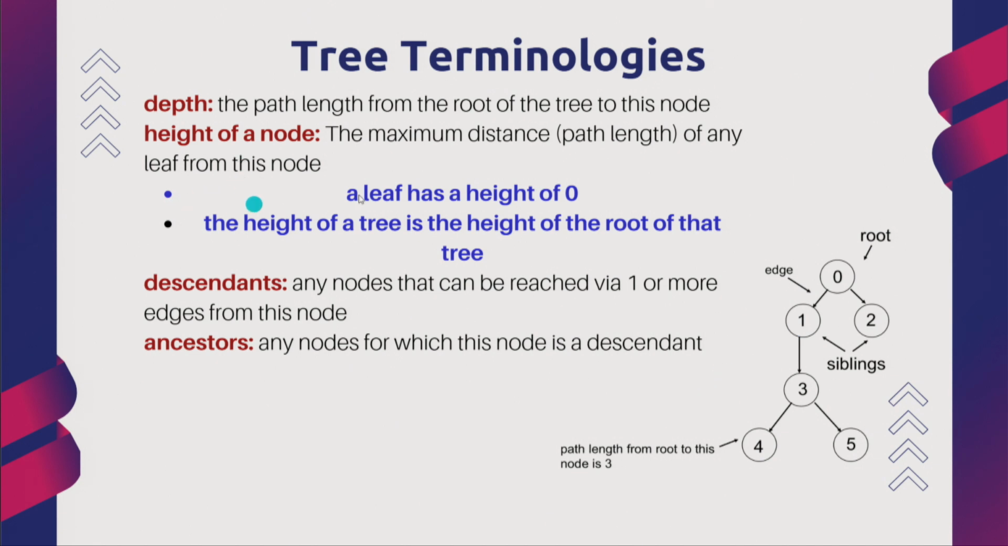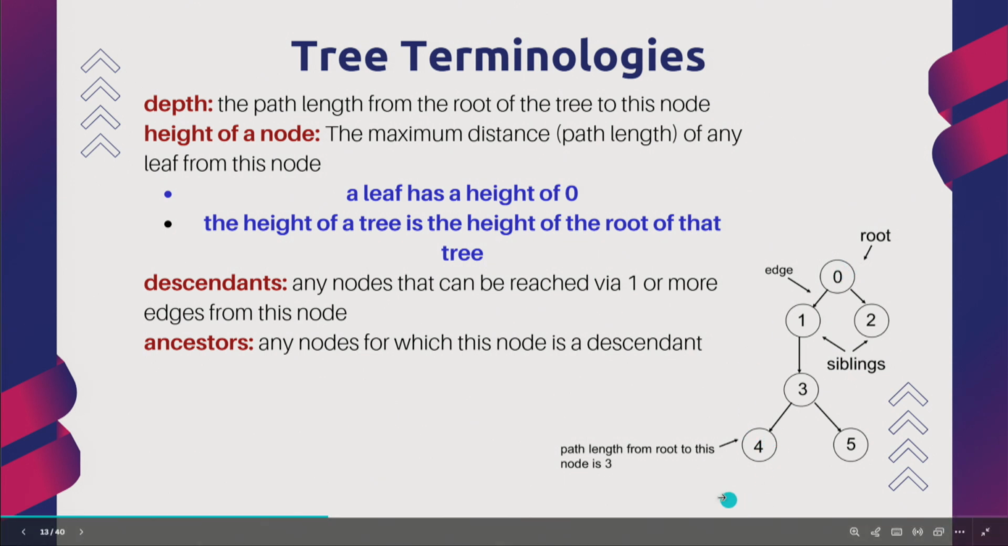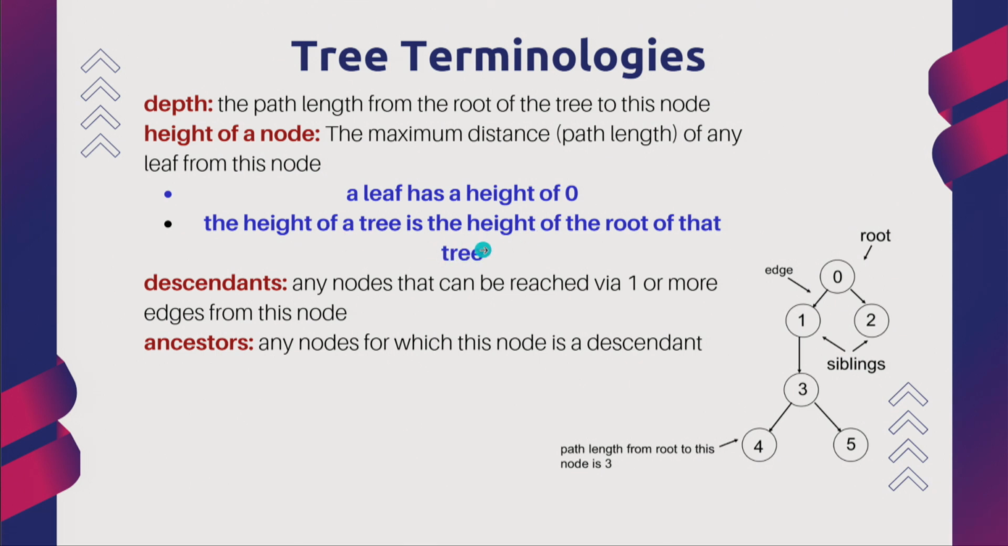So, when you talk of leaf node, it is at a height of 0. When you talk of root node, it is at a depth of 0. So, usually height of the tree is the height of the root of that tree, so both will be usually equal. And descendants, as you know, any nodes that can be reached via one or more edges from this node can be called its descendant. Say for instance, if I want to reach 5, I can reach 5 following the node from 1, right. So, thereby for 1, 5 is a descendant.